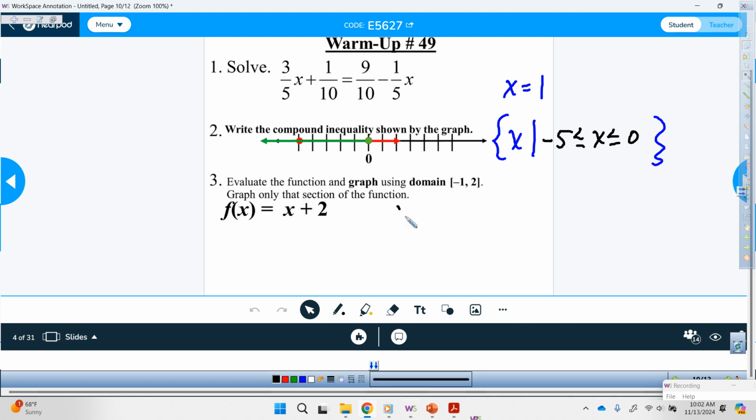Number 3, we need values for f of x between -1, 0, 1, and 2. What are my f of x values? Pass someone, Ashlyn. Who? Kelly, what'd you get? Yes? Yes?